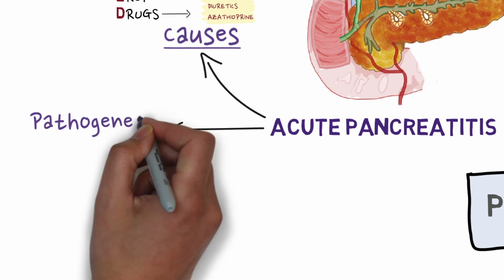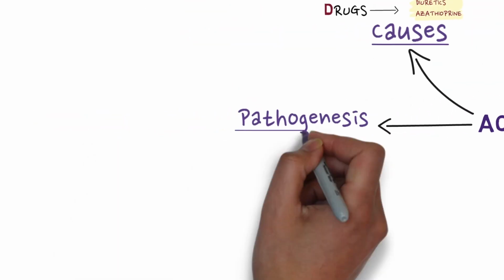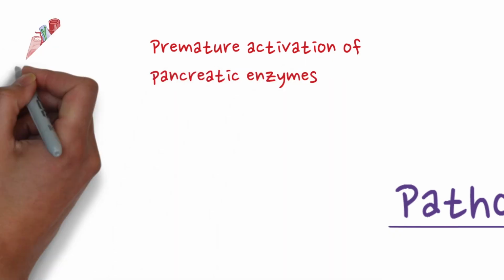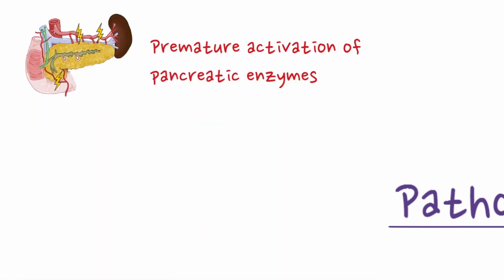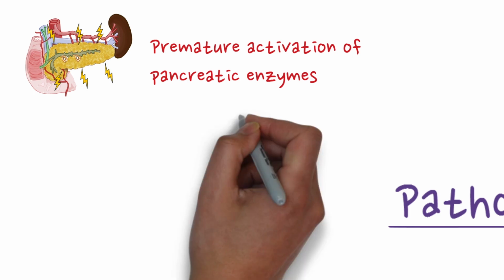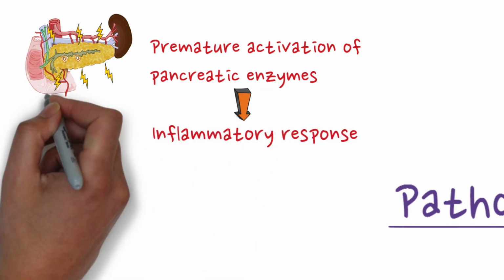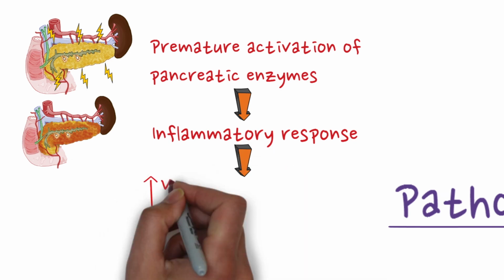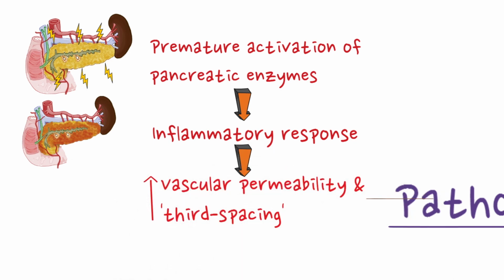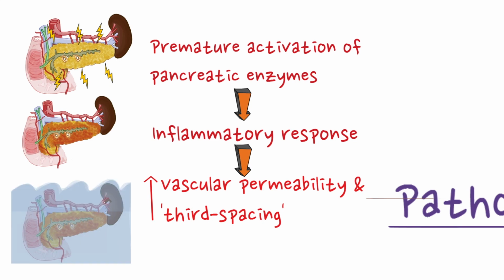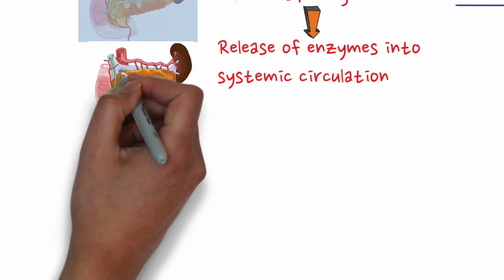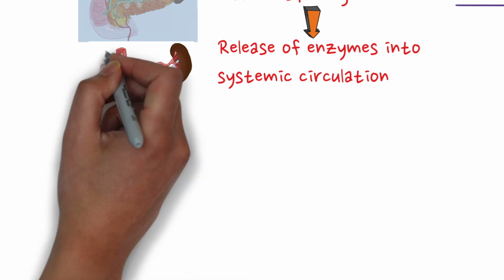With regards to pathogenesis of acute pancreatitis, the cascade of events begins with premature activation of pancreatic enzymes within the pancreas. This leads to inflammation of the pancreas and an inflammatory cascade. The inflammatory cascade leads to increased vascular permeability and third spacing of fluid into the peritoneal cavity. It also allows for the release of enzymes into the systemic circulation.